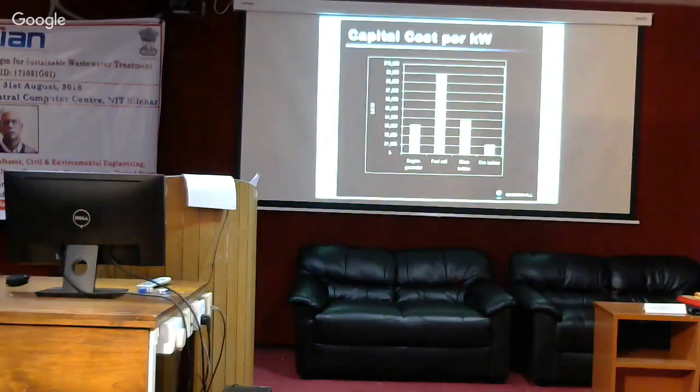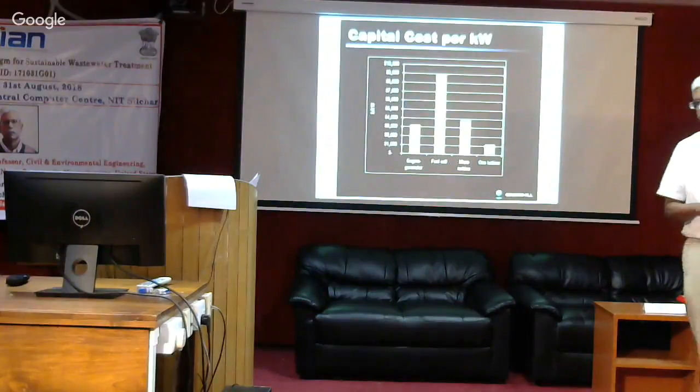0.15 times 70? 10.5. So rupees 10 per kilowatt hour. That is what we base our calculations in the United States.